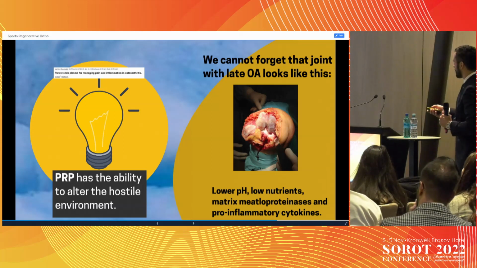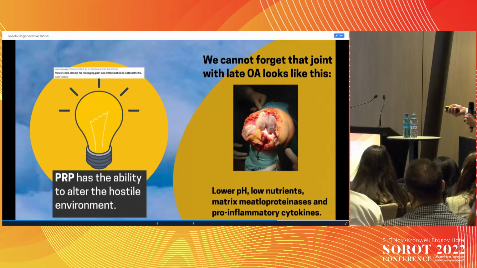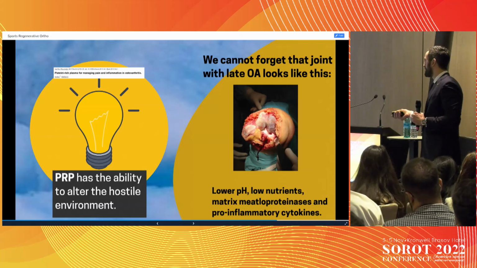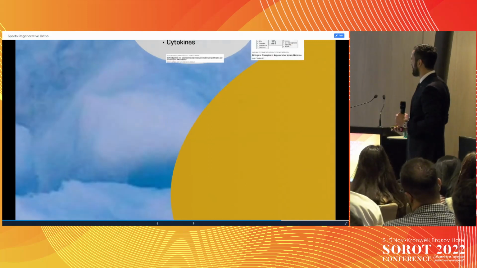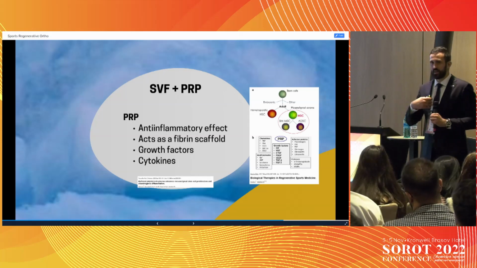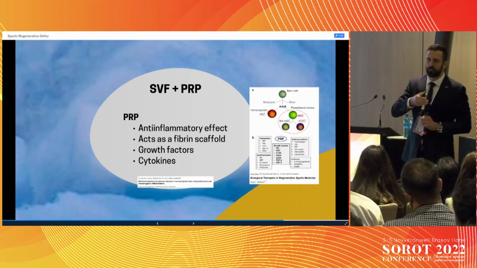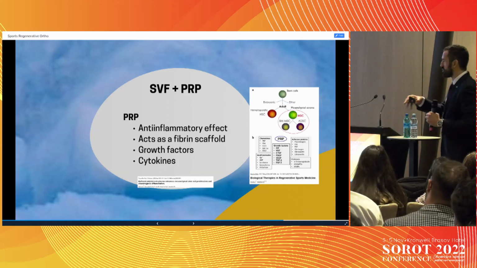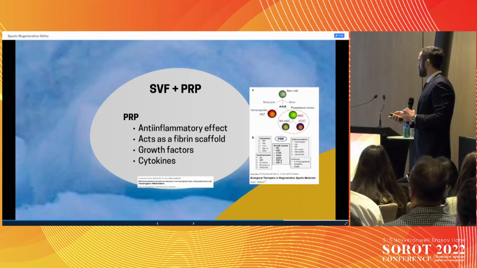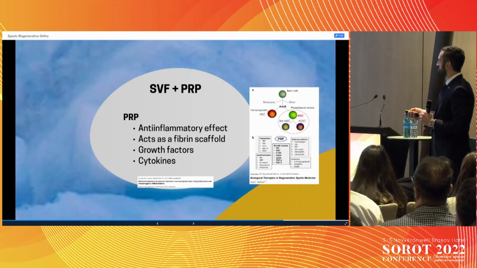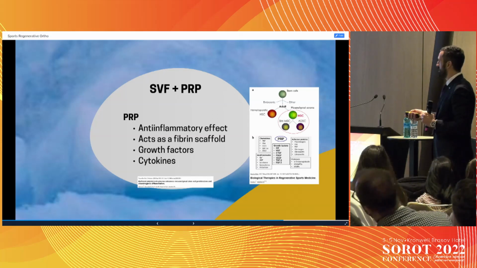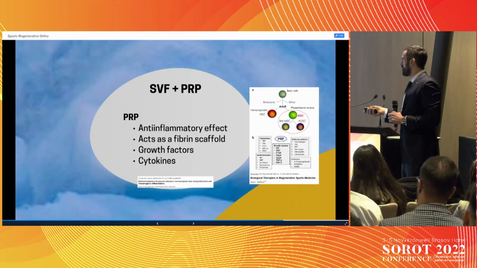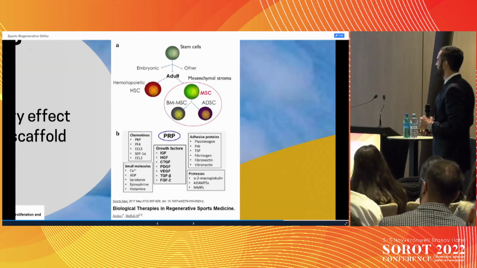We cannot forget that a joint with late OA looks like this. If we're going to inject it in late OA, we expect lower pH, low nutrients, a lot of matrix metalloproteinases, and pro-inflammatory cytokines. That's why I always, when I give stem cells, combine them with PRP and hyaluronic acid. Hyaluronic acid actually reduces the acidity. It buffers the solution. PRP also has an anti-inflammatory effect, acts as a fibrin scaffold, and actually integrates these stem cells in it. It has growth factors and it has cytokines.